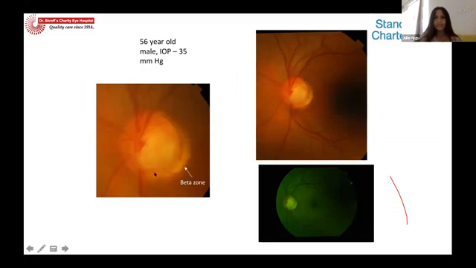This is another example where, if you look minutely at the neuroretinal rim, you can see that there is some irregularity which is forming here. Corresponding to which you can also see an RNFL defect which is forming. So what I want to say here is that it is so important to examine the neuroretinal rim, the rim of the optic nerve, and that is what will give you the clue whether my patient does have glaucoma or does not have glaucoma.